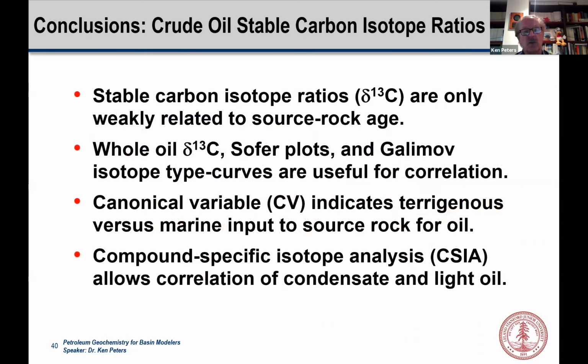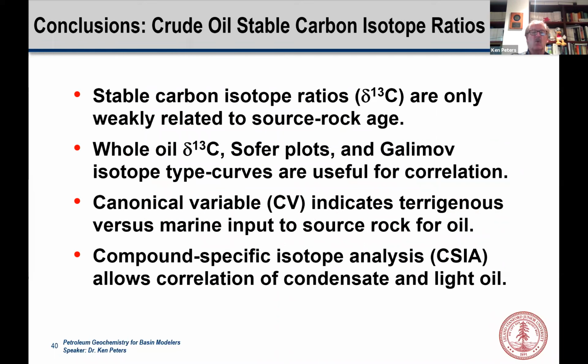Okay, so conclusions for stable isotopes. Stable isotope ratios are only weakly related to source rock age. Their main strength, of course, is for correlation. Whole oil carbon isotopes, Sofer plots, Galimov plots, those isotope type curves, they're useful for correlation. You can use the Sofer canonical variable to indicate terrigenous versus marine input.